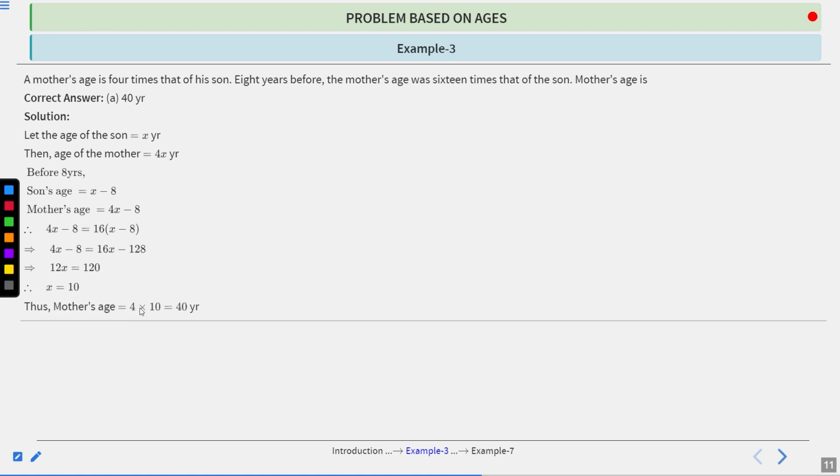So mother's age is 4x. When we use the x value which is 10, we get the mother's age, which is 40 years. So A is the correct answer.